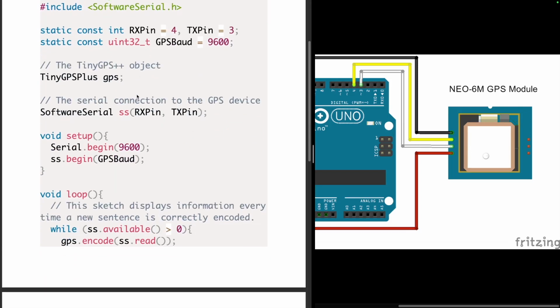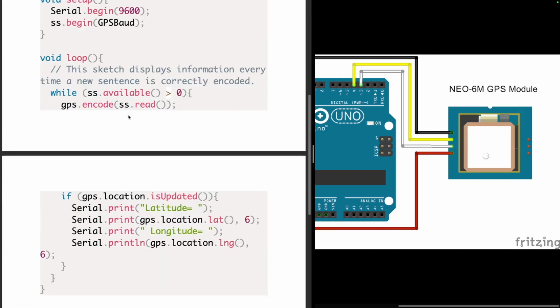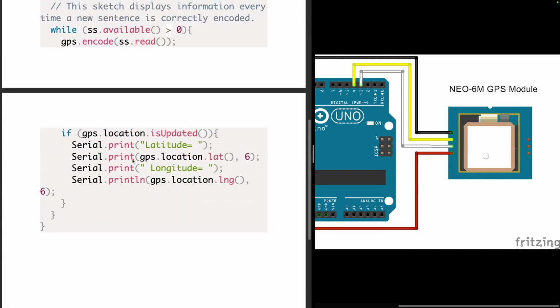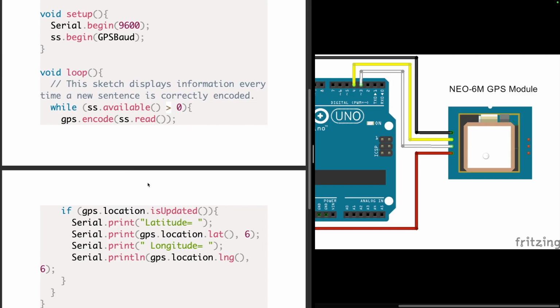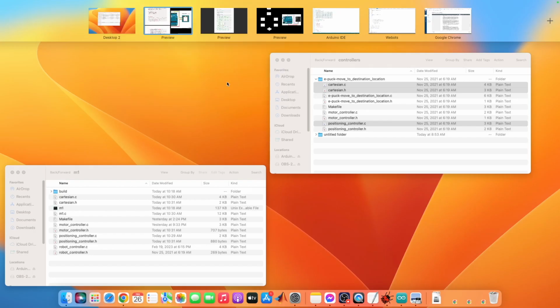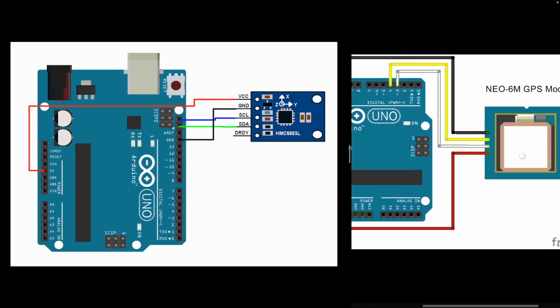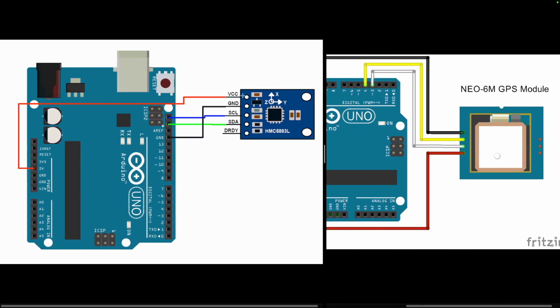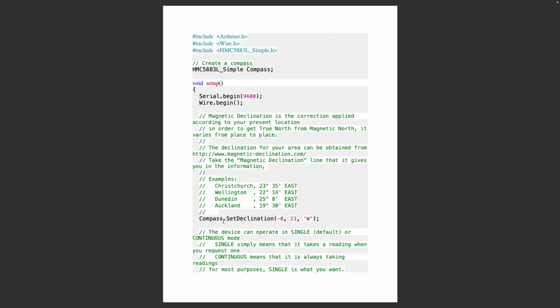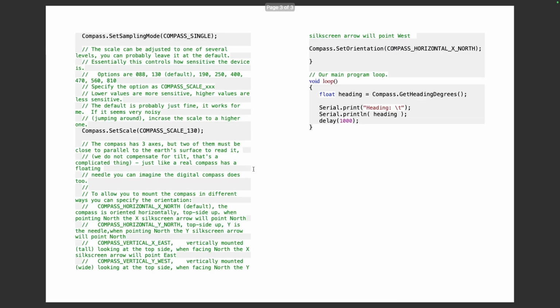And I can get the latitude and also the longitude, and based on that I can define my current coordinate and also the destination coordinate, and I can go there, and I can know my direction using a compass. I'll show you here. As you can see, this is the sketch for the GPS module, and this sketch is for the compass, which is the IMU module, and each of them is connected to an Arduino Uno.